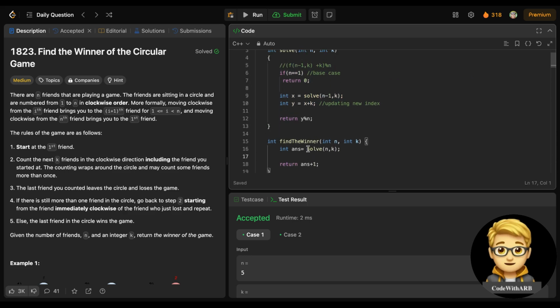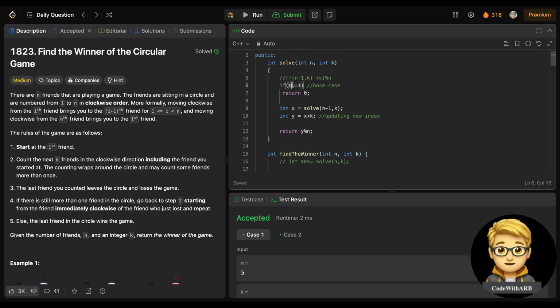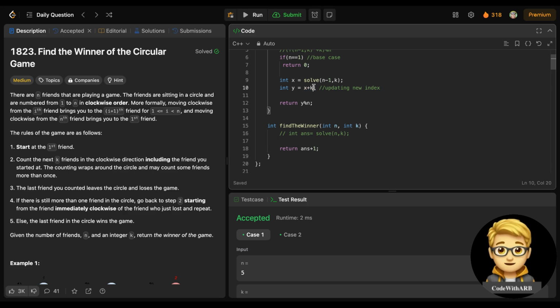So what will we do? We will change this and remove this. At n is equal to 1, we are returning 0. It means that the position for n equal to 1 would definitely be 0. And for each position, the new position is updated by x plus k. So we will use that. The answer would be 0 for n equal to 1, so n equal to 1 is solved. Now we will iterate from n equal to 2 till n.